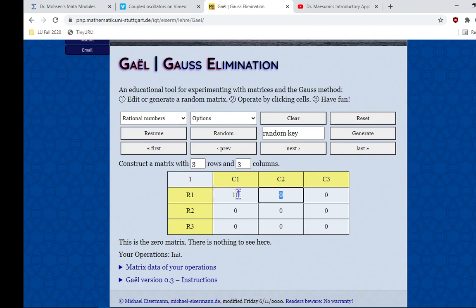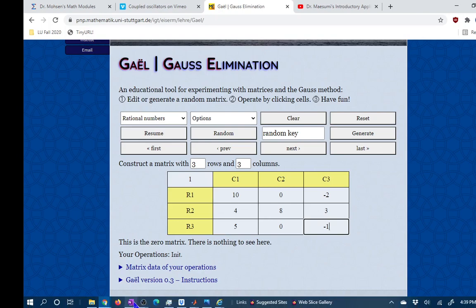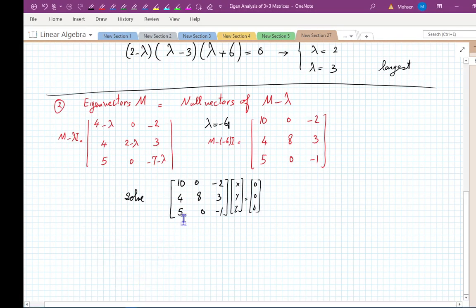We had 10 0 minus 2, 4 8 3, 5 0 minus 1. Are we on the right track? Let's go double check. I forgot what we had there. Yes, 10 0 minus 2, 4 8 3, 5 0 minus 1. I didn't bother to enter these zeros because with zeros, whatever you do, all you get is zero. So with a homogeneous equation, you can reduce a little bit by skipping those zeros. We know they are all going to be zero.